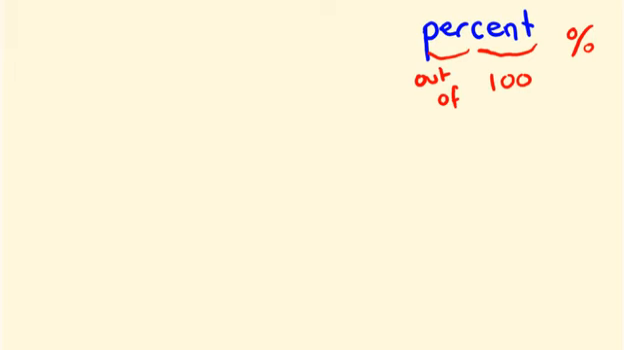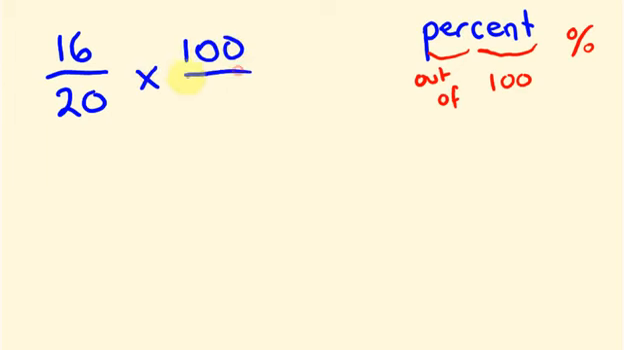What about we have a look at this example? Bit of a harder one this time, nothing too taxing. We're going to do 16 divided by 20. And so to turn this into a percentage, what are we going to do? We're going to times it by 100 over 1. Okay? So 16 times 100 is 1,600. And we're dividing this by 20 times 1, which is 20.